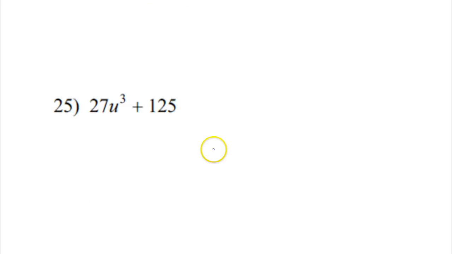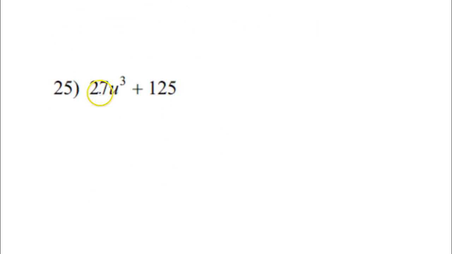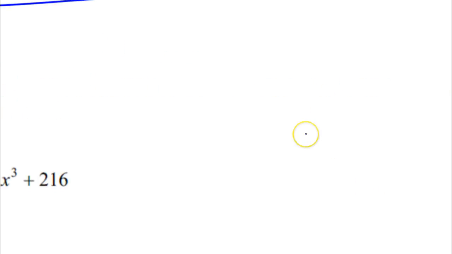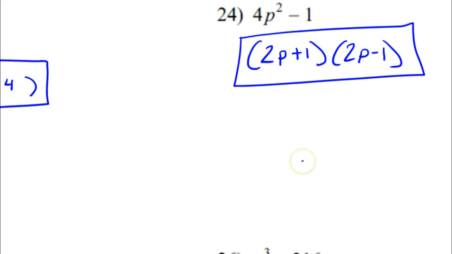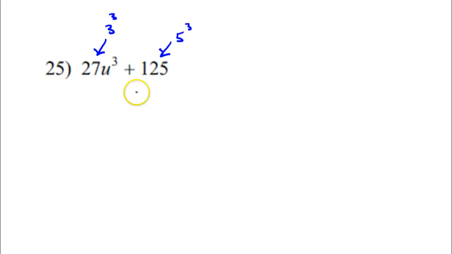Now, this was on that list I just showed you. 27, remember, was 3 to the third power. And 125 is 5 to the third power. So this is back to the sum of two cubes again. Let me just make sure I'm not skipping problems over here. No, just checking. Yeah, so sum of two cubes again.